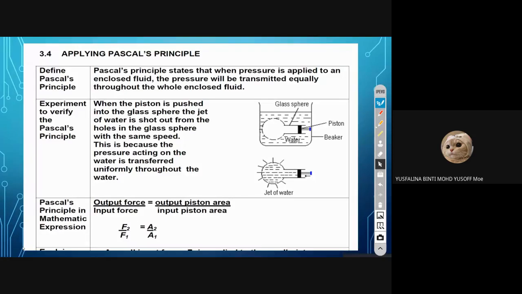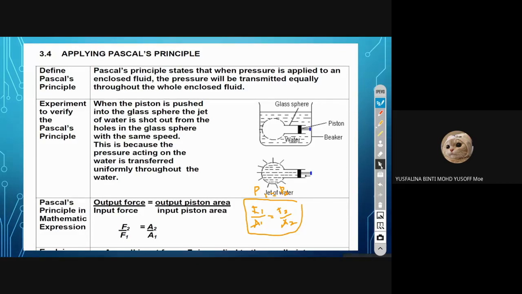So this is the formula for Pascal: F1 over A1 equals F2 over A2. You can use this one also, but usually we use F1 A2 equals F2 A1. We use this normally because we know that P1 equals P2, right? The pressure is the same for both cross sections. We know P equals F over A, so we just substitute it.